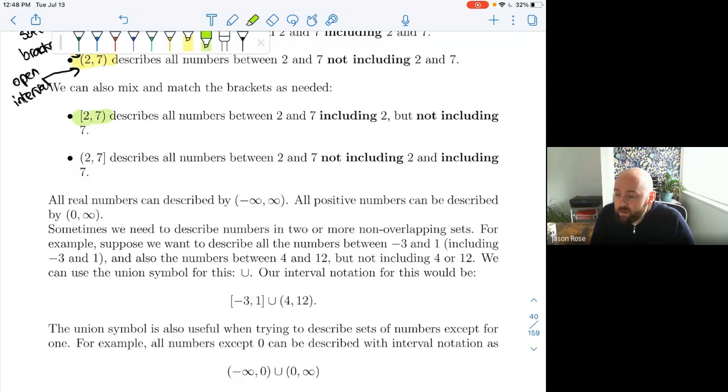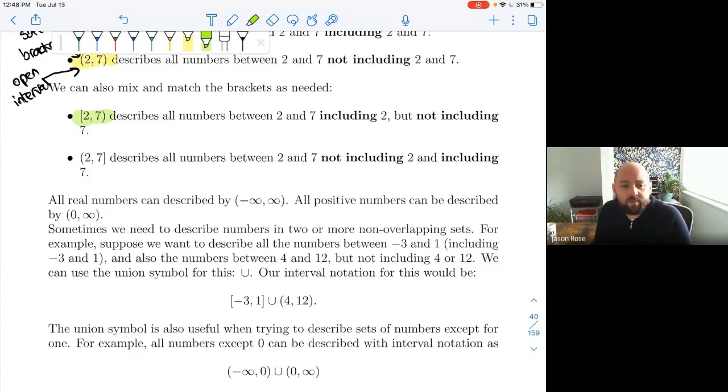So all real numbers, if you want to say every number works, you use -infinity to infinity. And the convention is that you always use those soft brackets, or open brackets, when you have infinity. You never put a hard bracket beside an infinity. All positive numbers can be 0 to infinity. You're going to want to use an open bracket because 0 isn't really a positive or a negative number. It's just kind of nothing, right?